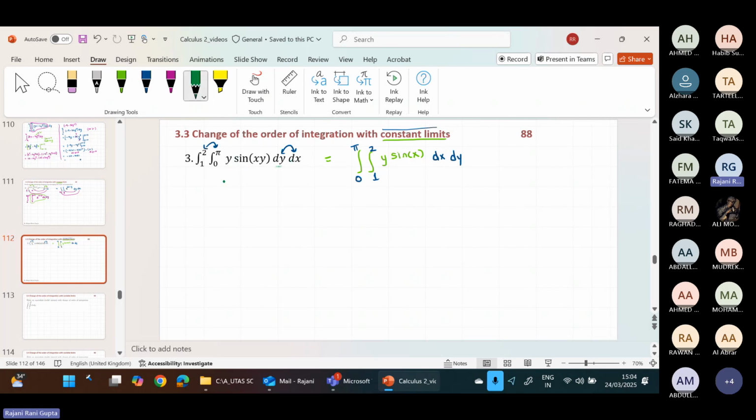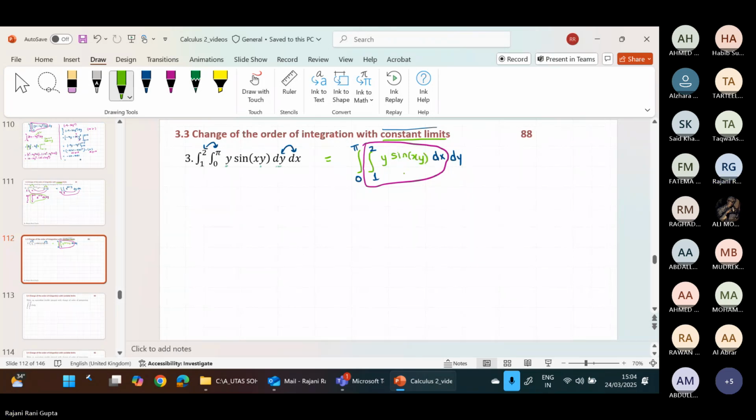So see what happened here. If you were integrating it with respect to y first, you have y here and you have y here. So you will be using integration by parts. But now, when you change the order of integration, what happened? You will be integrating this portion. Sorry, I missed something. Wait a minute. It's xy. So you will be integrating this integral. Let me write it down. So this is integral 1 to 2 y sine of xy dx.